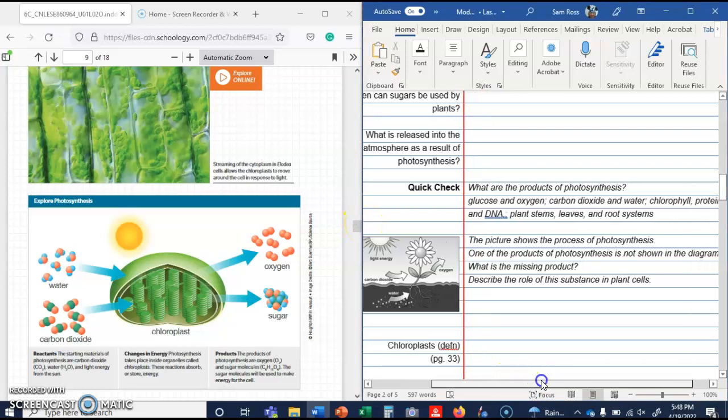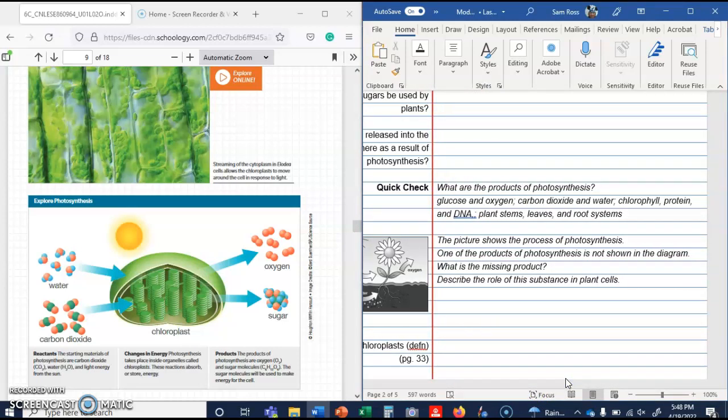The products of photosynthesis are, so products are the reactants are what we start with. Products are what we end with. Are they glucose and oxygen? Glucose is actually another word for sugar. Carbon dioxide and water, chlorophyll, protein, and DNA, plant stems, leaves, and root systems. So it's going to be glucose and oxygen, or sugar and oxygen, are the products of photosynthesis.